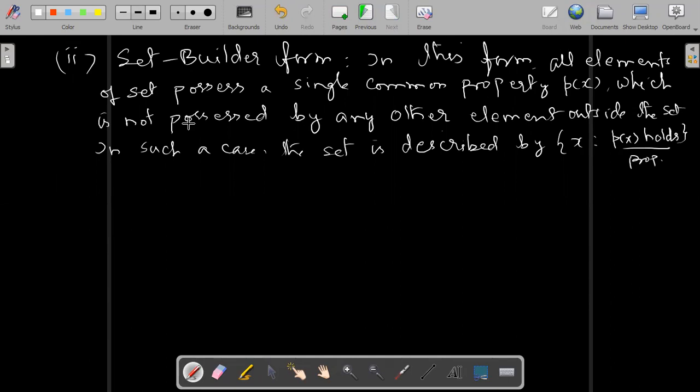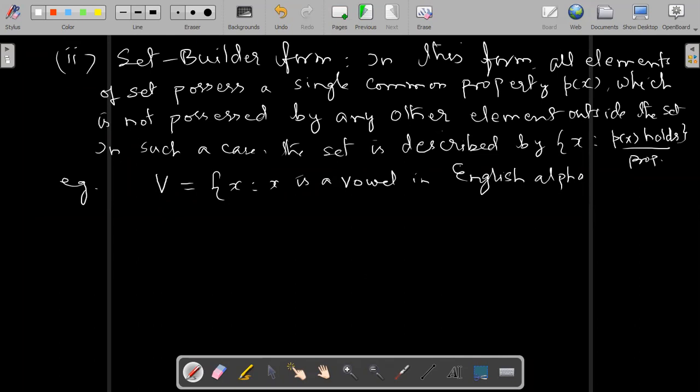Let's take an example: V is the set of all x such that x is a vowel in the English alphabet. This is the example I have taken. Like this, we can have some more examples.